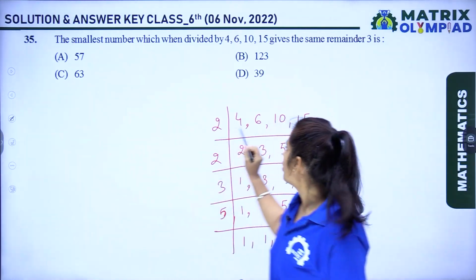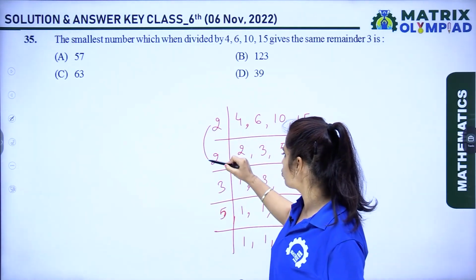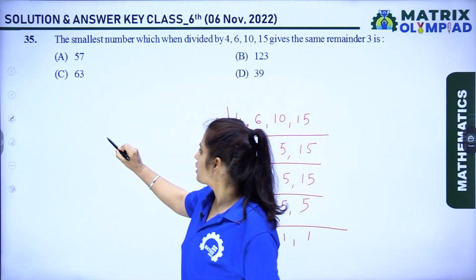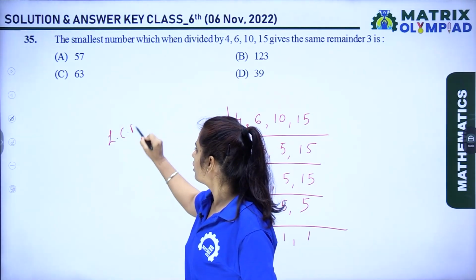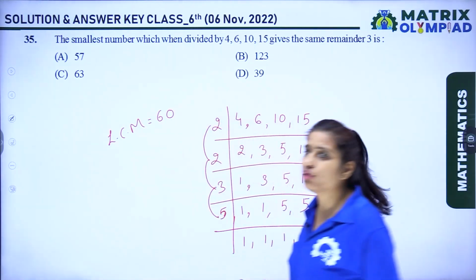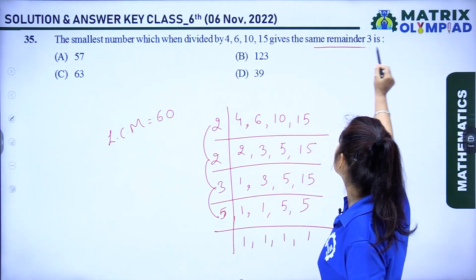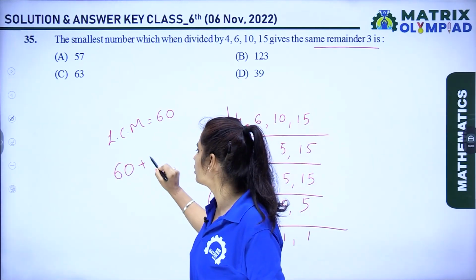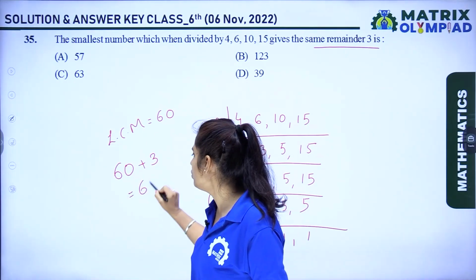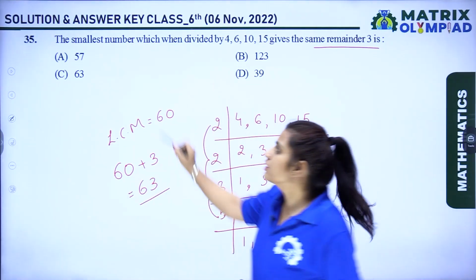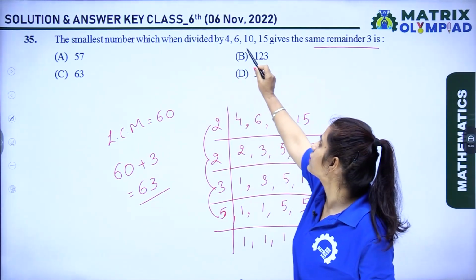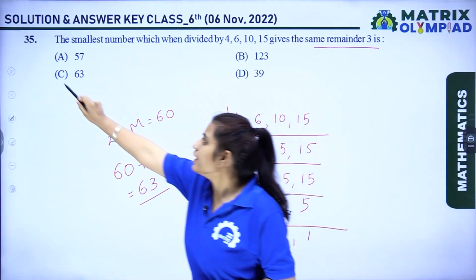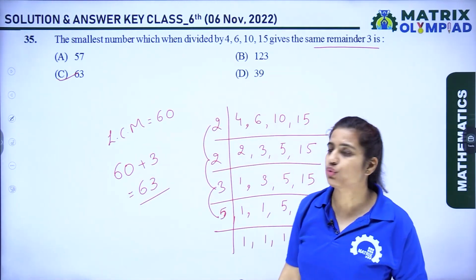So the LCM of 4, 6, 10 and 15 is 2 times 2 is 4, 4 times 3 is 12, 12 times 5 is 60. So LCM is equal to 60. Now, we want a number with the same remainder 3. So here we are going to add 3 to the LCM, that is 60 plus 3 is equal to 63. So, 63 is the smallest number which when divided by 4, 6, 10 and 15 gives the same remainder 3. So here option C is the correct answer, which is 63.